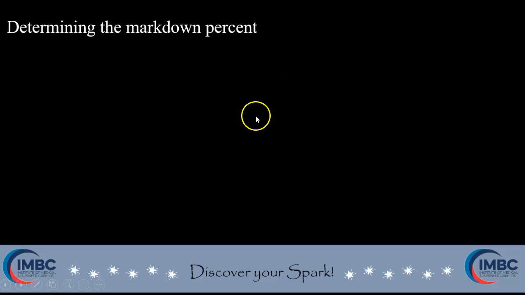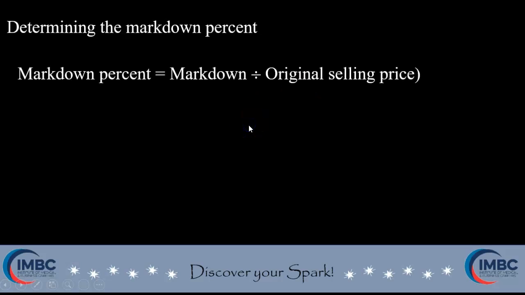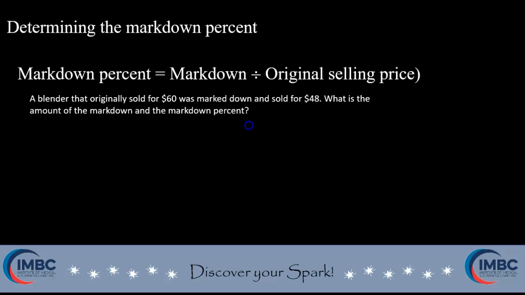Determining the markdown percent. Markdown percent equals markdown divided by the original selling price. A blender that originally sold for $60 was marked down and sold for $48. What is the amount of markdown and the markdown percent? We know the original, $60, minus the $48. We have a $12 markdown.